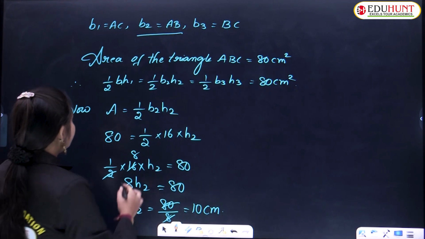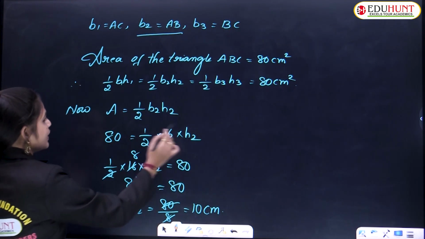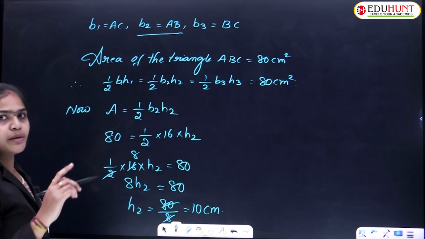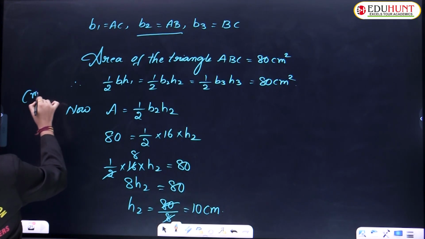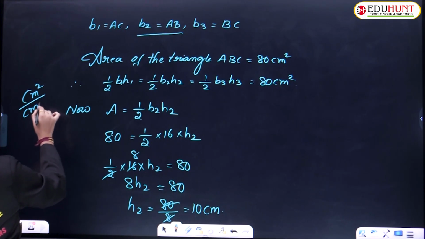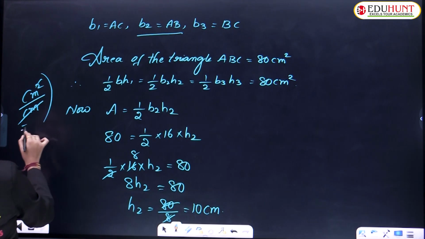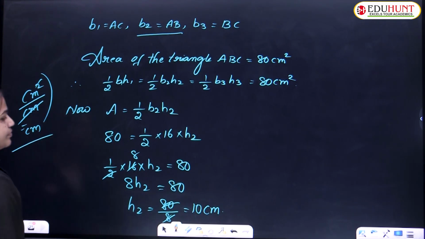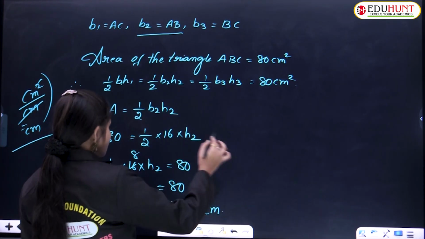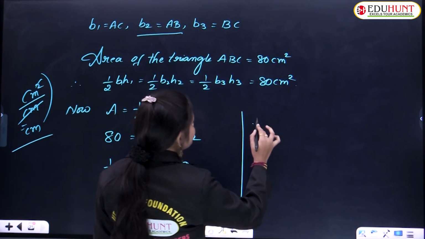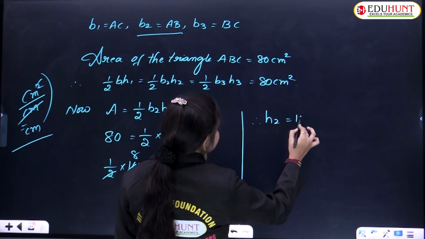Am I clear? Centimeter square by centimeter; these two get cancelled, and finally it is centimeter only. Then finally H2 is equal to 10 centimeters.